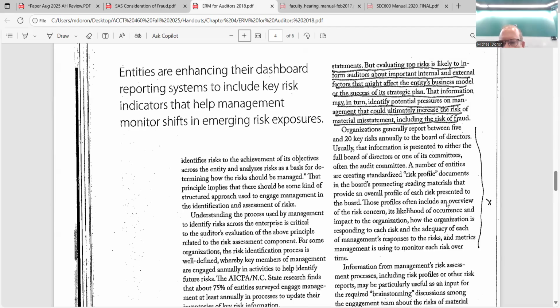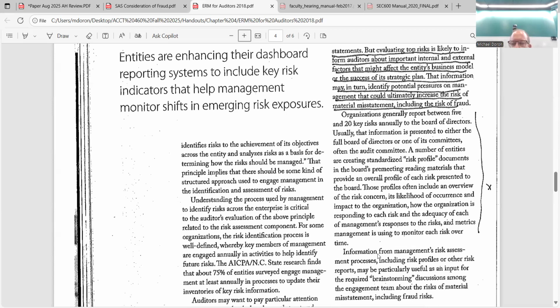Those profiles often include an overview of the risk concern, its likelihood of occurrence and impact to the organization, how the organization is responding to each risk, and the adequacy of each of management's responses to the risks, and metrics management is using to monitor each risk over time.